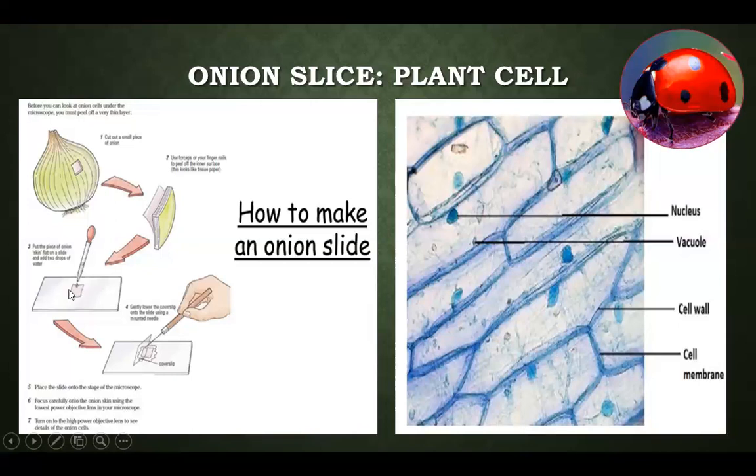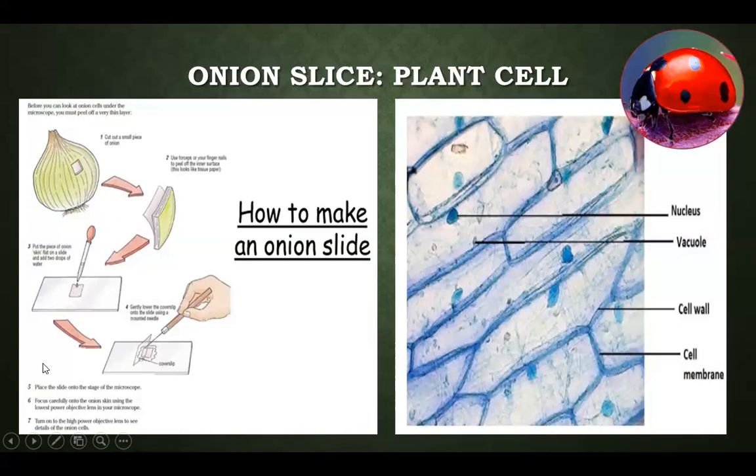Once you place it, you can directly use water, or you can also use a dye for it. Say, for example, let's use iodine solution. We usually use iodine solution for onion slides. So place a few drops of iodine solution on the specimen. This will give color to the different parts of the cell and make it very easy for us to visualize and understand.